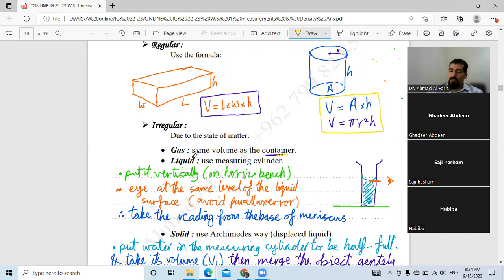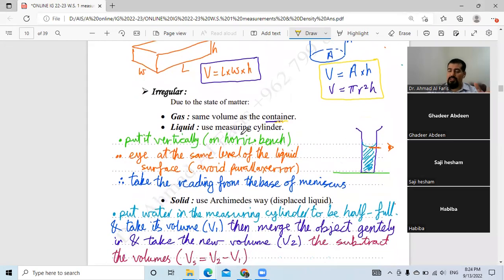If we have a liquid and we need to measure its volume, what will we use? We will use a measuring cylinder, and there are rules to use it. I can't hold it by my hand. I have to put it on what? On a horizontal bench to be vertical.